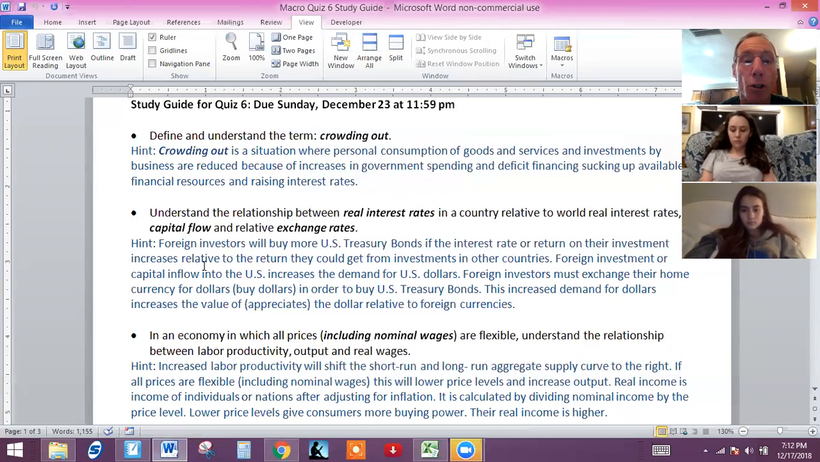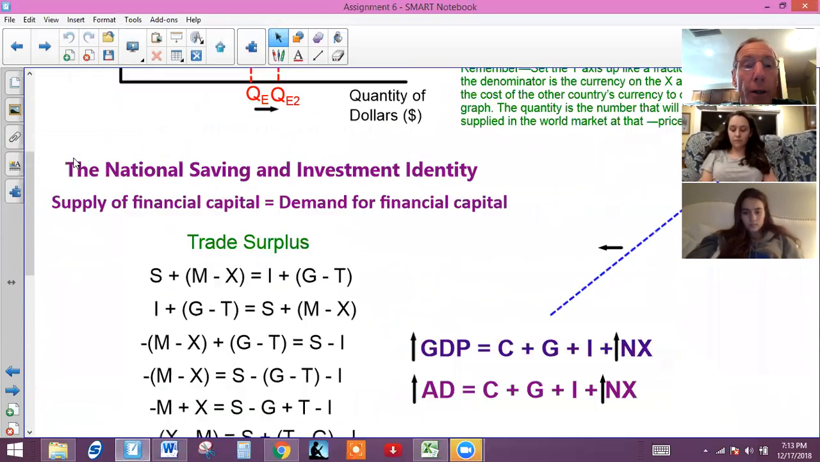Okay, so that will create what's called a capital inflow into the U.S., and that's going to mean the demand for U.S. dollars goes up. Now, if the demand for dollars goes up, that means that foreigners are actually buying dollars with their currency. So since the demand for dollars is going up, that drives up the value of the dollar.